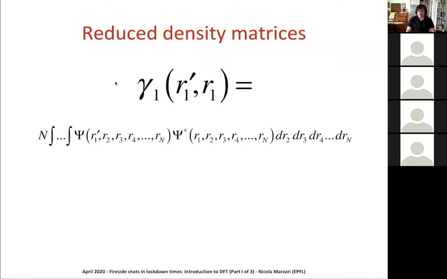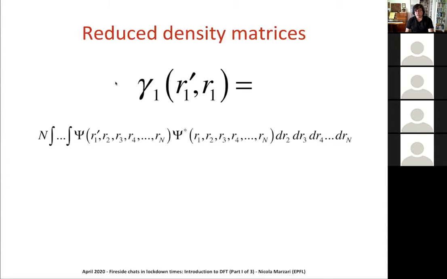take the integral of a wave function times its complex conjugate. We integrate over variables from 2 to N, and so we obtain an object that, in this case, the first order reduced density matrix, depends only on 2 variables. Of course, because of total anti-symmetry, it doesn't matter that we integrate from 2 to N. We could have integrated from 1 to 4, skipped 5, and from 6 to 26.